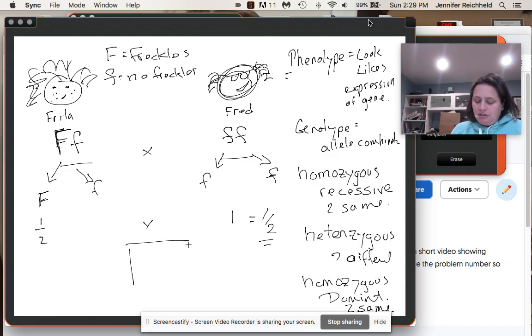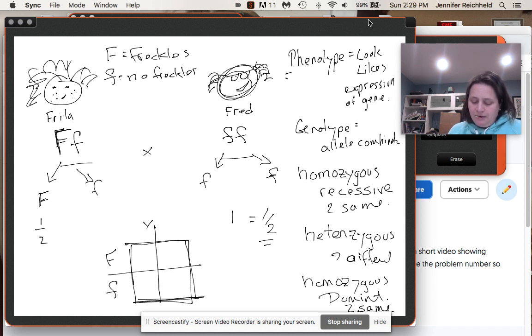Now, a Punnett square just makes this math a little easier. So if we have our square here, there are 4 different combinations, and you can imagine these out if you want to, but Frida is going to fill in our left side of our box. She can either donate the big F or the little f, and Fred is going to donate either the little f or the little f, depending on which line they came down.